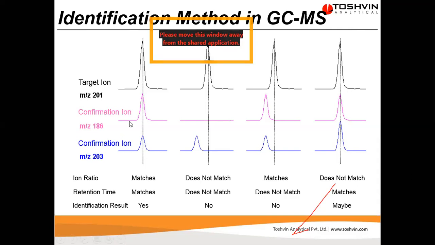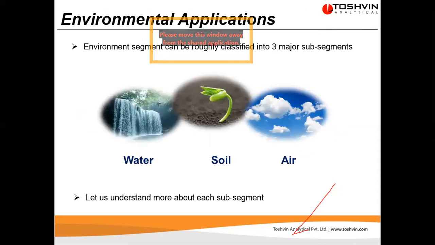So it is always good to have two to three reference ions along with the target ion when you're doing analysis, because these things happen most of the time and interference is seen. In that case, you can delete that ion and proceed with your analysis with the rest of the ions. So your work doesn't stop. Okay, so this is the identification method in GCMS.